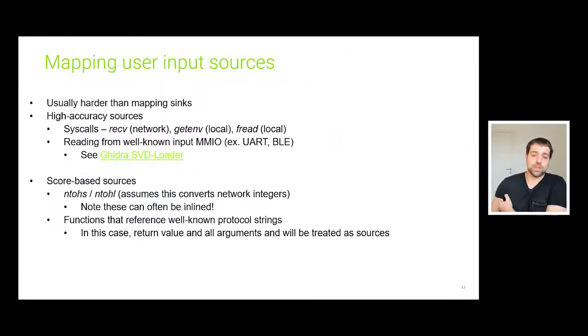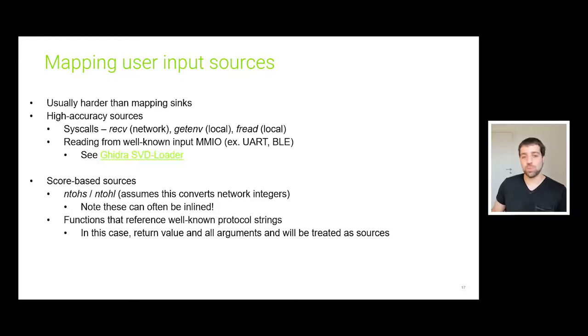The second part that we talked about, which is actually quite difficult, is understanding where external input is coming into the system or into the binary. Mapping these sources of external input is usually harder than mapping sinks. So let's see what we can do here. This is obviously a subset of everything that we can do.